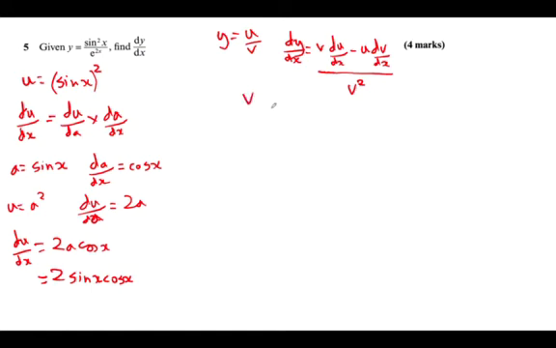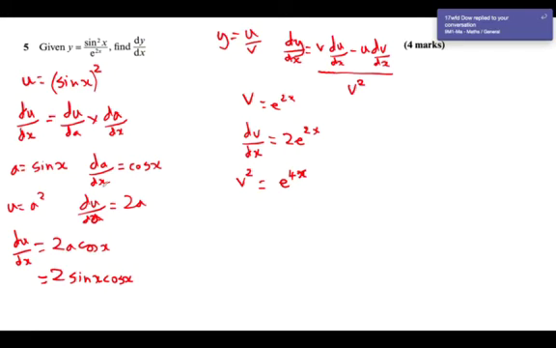Now let's look at v. So v is e to the 2x, so dv/dx equals 2e to the 2x. And then something I like to do is just to write my v squared down as well, so I get my v squared as e to the 4x. So I have my u as sin squared x, I have my du/dx as 2 sin x cos x, I have my v as e to the 2x, my dv/dx as 2e to the 2x, and my v squared as e to the 4x.